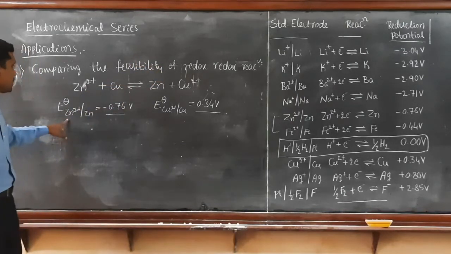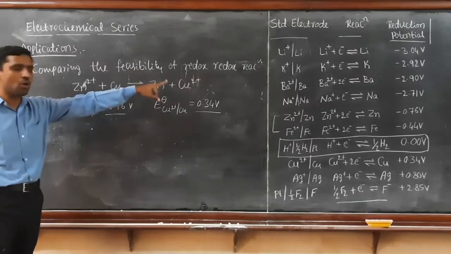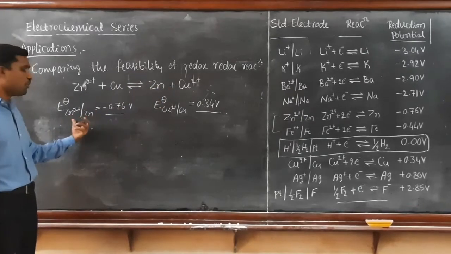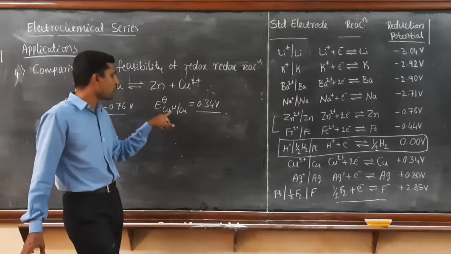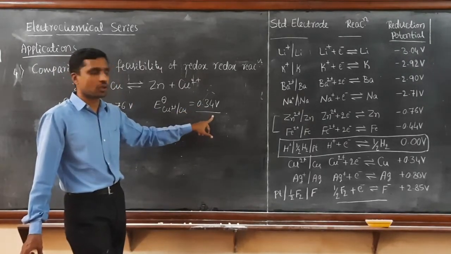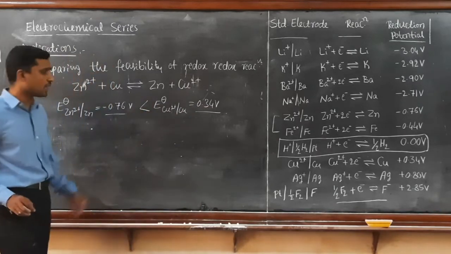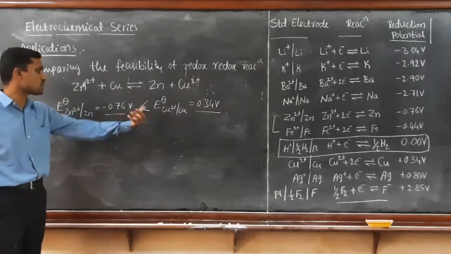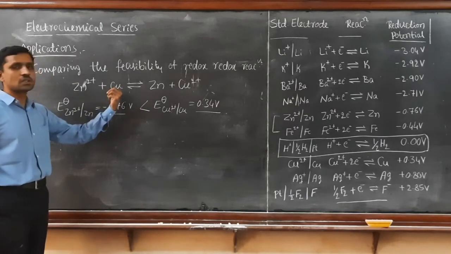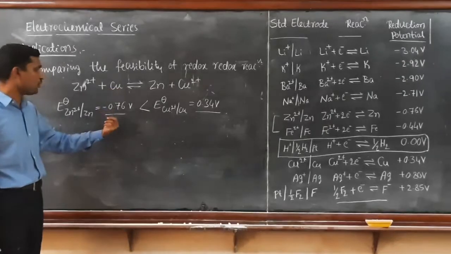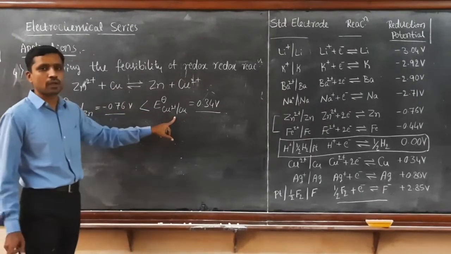If you consider this one, zinc will undergo reduction and copper will undergo oxidation. The EMF of the zinc electrode is minus 0.76 volt, and the EMF of the copper electrode is 0.34 volt. Which one is greater in this case? Copper has a greater electrode potential compared to this one. Therefore, zinc will not oxidize copper because the reduction value of zinc is very low as compared to the copper electrode.